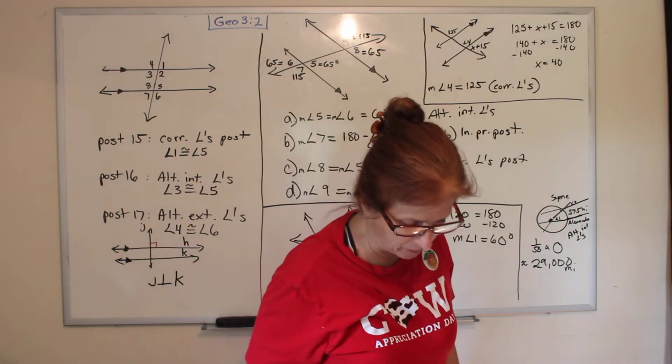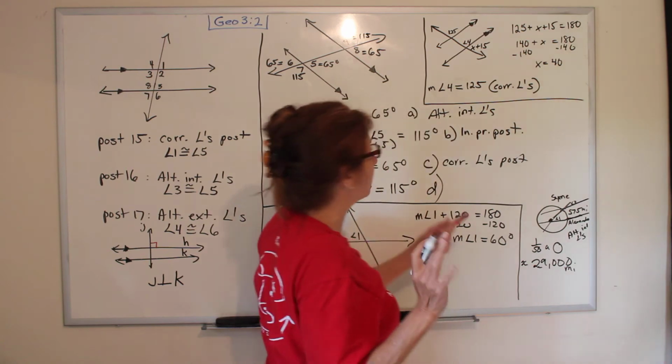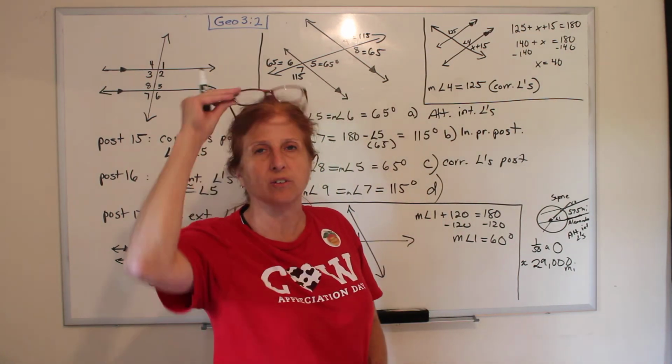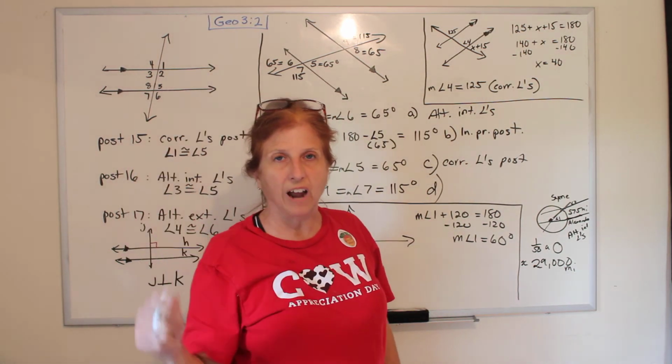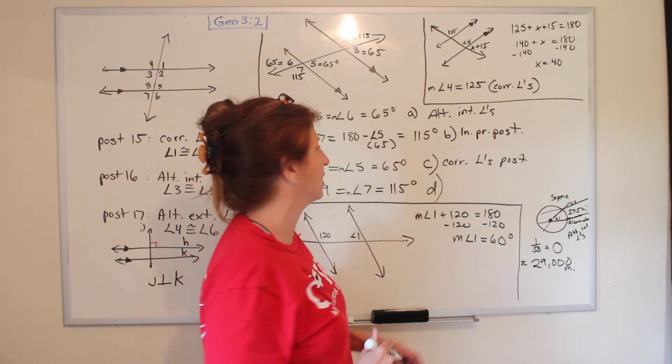Did they say linear pair postulate? No, they used a different one. There's more than one way to do this, and this is something you're going to find. There's more than one way to be right. There's a whole bunch of ways to be wrong in geometry.